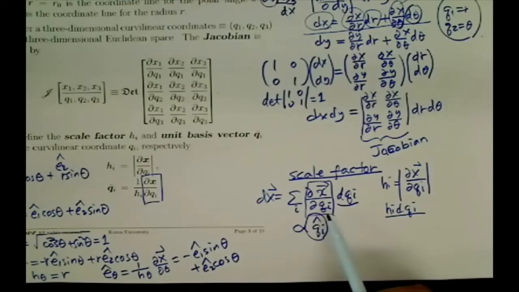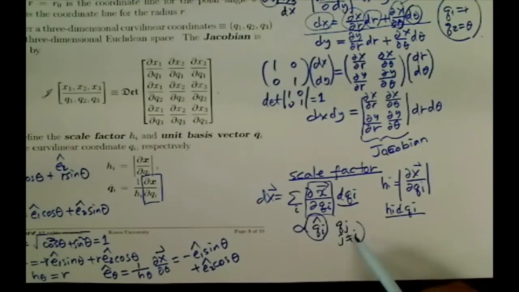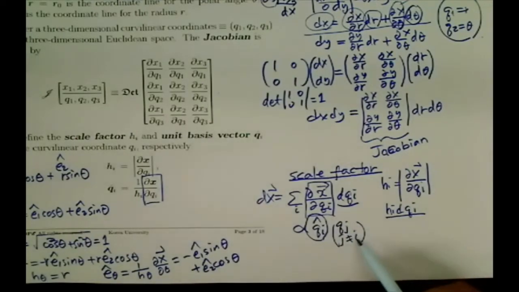We find that this partial derivative keeps all the remaining qj, with j not equal to i, the same. That means if I change only qi, then that will generate the direction. The change in the vector is along the direction of that coordinate. Direction of the coordinate means the direction along which the coordinate increases.